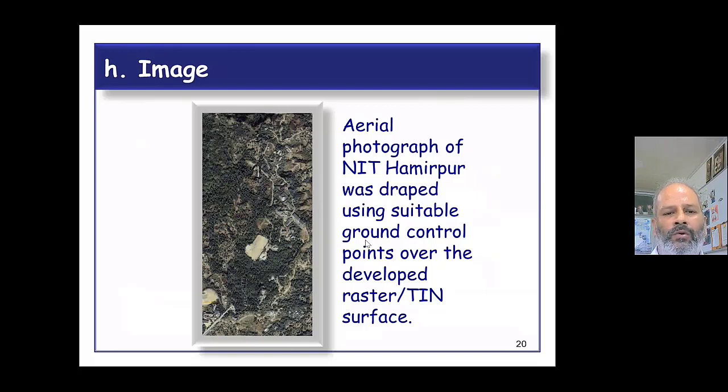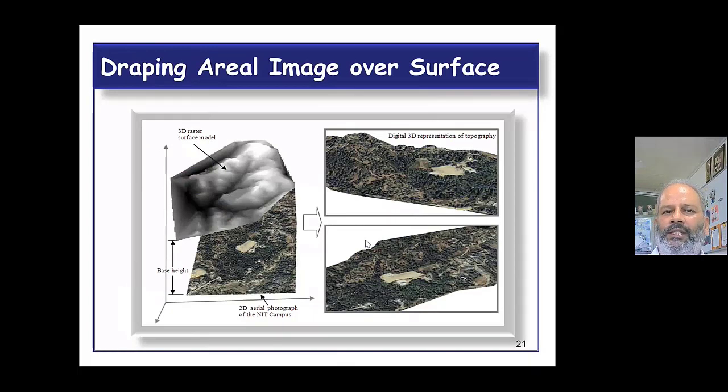Actually, suitable ground controls are used so that it suitably rests on the surface that we have developed. So this is the wrapping of an aerial image over the surface. The image is 2D, and the surface that we have developed is in 3D. So now we will place this image over the surface that we have developed.